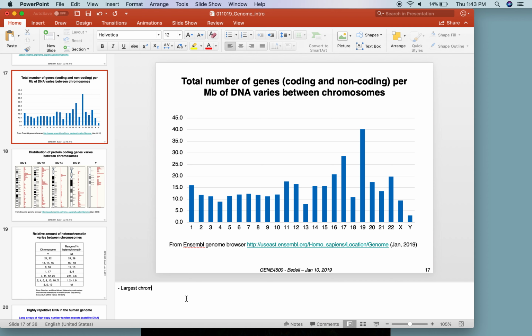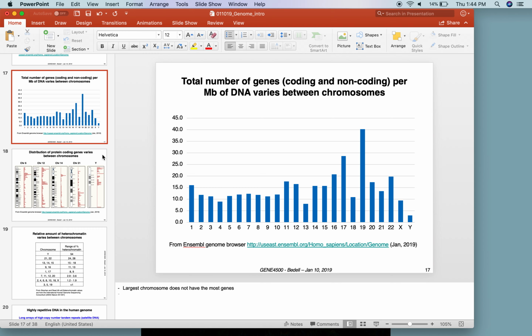The chromosome with the most genes per megabase of DNA is chromosome 19. I don't know if there is a biological significance to it. It might be just because that's the way it evolved. It could have some biological significance, but who knows? Of course, the Y chromosome is by far the smallest and by far has the least number of genes. Not that you guys aren't important. There are some important genes on the Y chromosome.